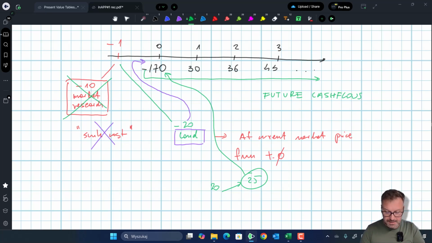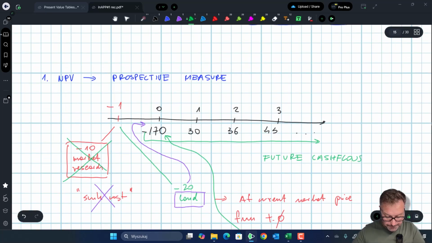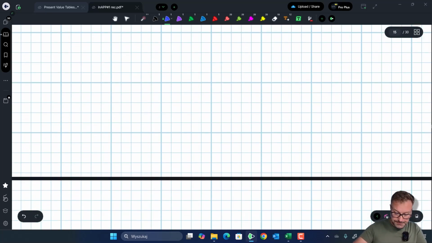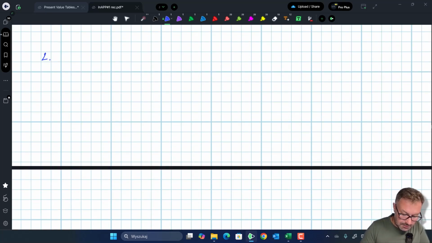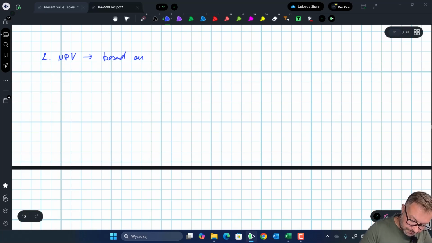Good. Now the next information about which cash flows should or should not be included in NPV will rely on the fact that NPV is based on the so-called incremental cash flows.